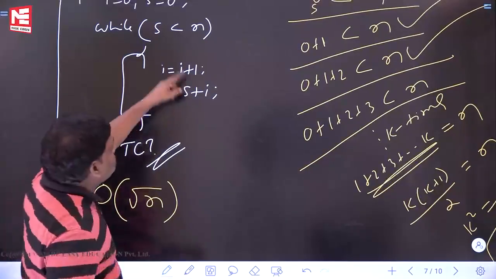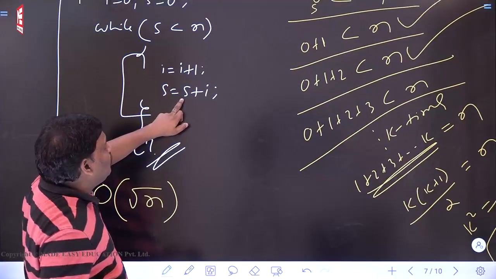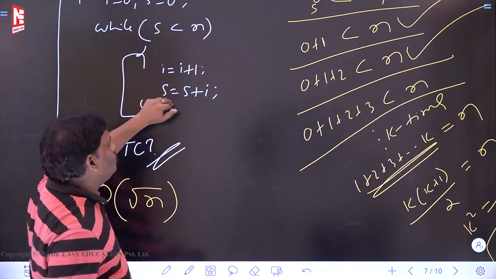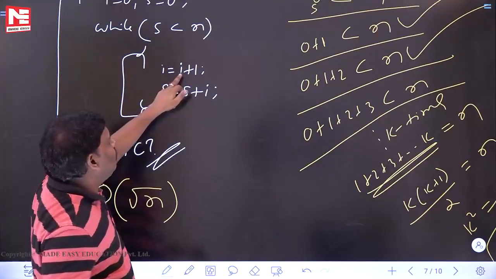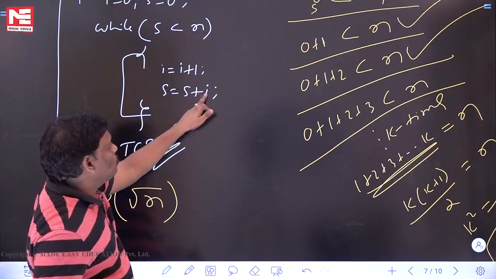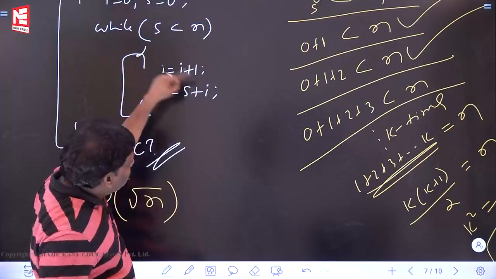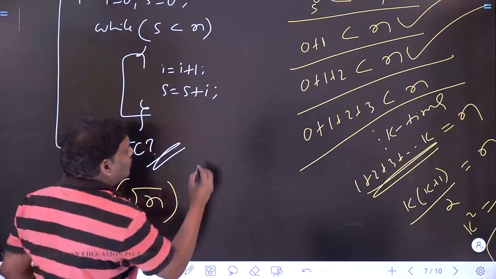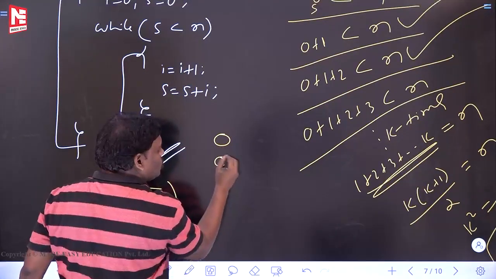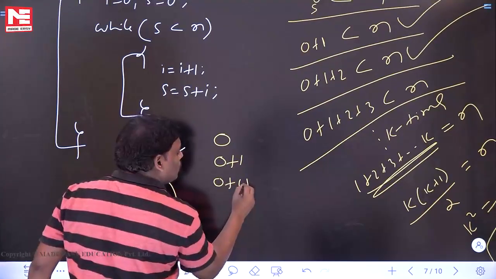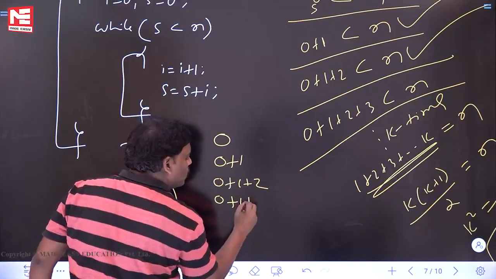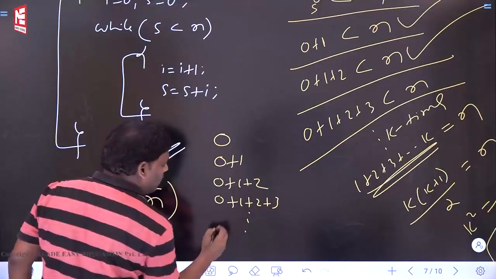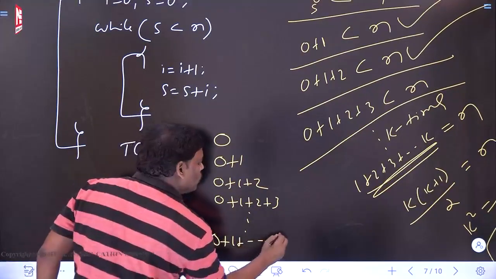So every time it is plus I. Initially I value is 0, s value is 0. After coming inside, I value is 1. What is s? 0 plus 1. Next, whatever is there plus I again. Next 0 plus 1 plus 2. Next 0 plus 1 plus 2 plus 3. It will continue, 0 plus 1 plus 2 and so on, k times.